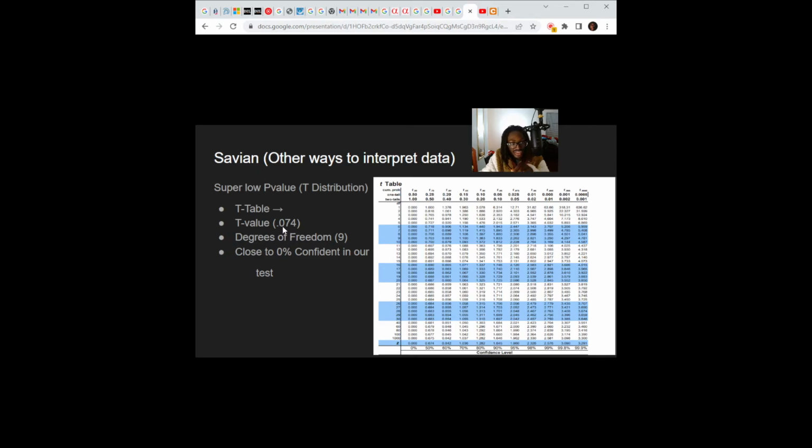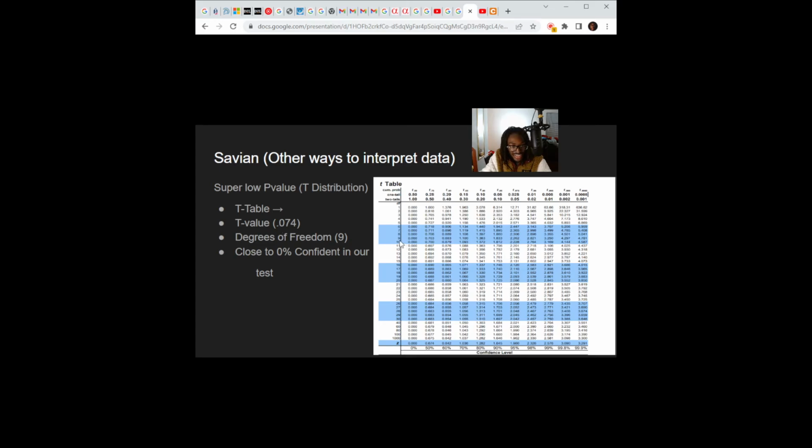And let's actually get rid of the 0.074 first. If we wanted to be 95% confident in our data with 9 degrees of freedom, I believe that's this one right here. Our T would have had to be, or excuse me, our T would have had to be 2.262. But we obviously see with 9 degrees of freedom that our T value was 0.074.